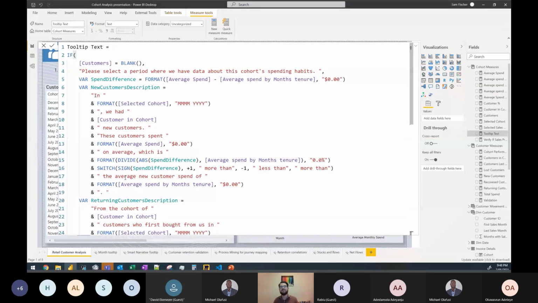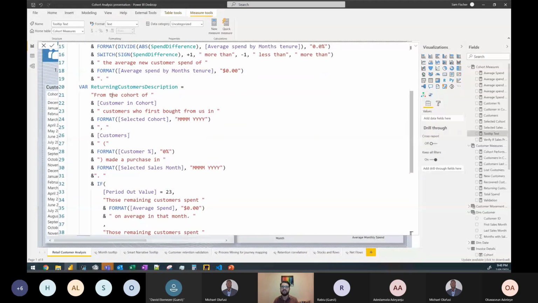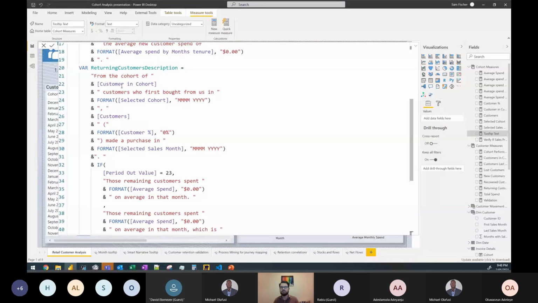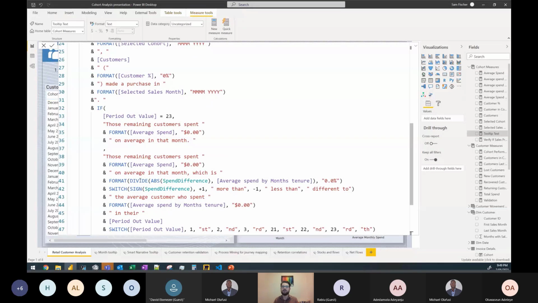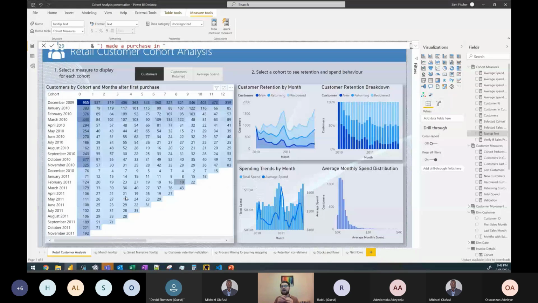Now we've got some similar logic here for the returning customers. The first bit is fairly similar, but what I will draw your attention to is we're using the same logic here of working out what the percentage difference is to the column total. But then we've also got this logic towards the end, which paints a clearer picture as to which month we're talking about. So if I look at the actual tooltip, we can see in the last few lines, we're saying that the amount this cohort spent is 38% less than the average customer who spent $455 in their third month after their first purchase.